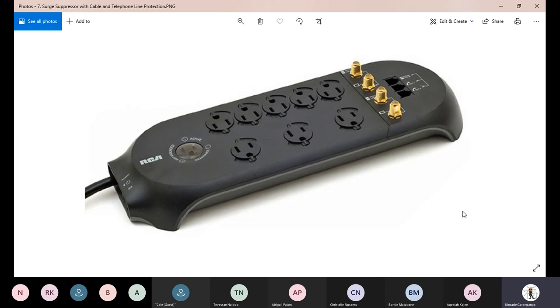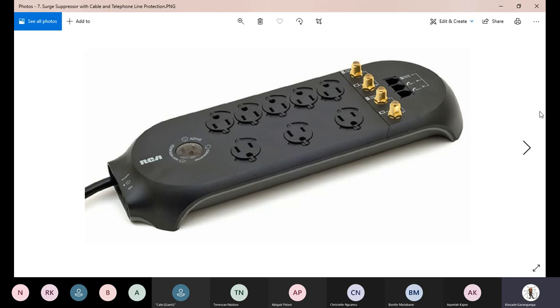And then if you look at it from a different point of view, this is a typical example of a surge suppressor that looks at telephone line protection as well. So cable and telephone line protection is typically incorporated in this particular type of suppressor. So it obviously has more functionality, and as far as the economic impact is concerned, becomes slightly more expensive depending on environments. So it's important to take cognizance of that distinction.